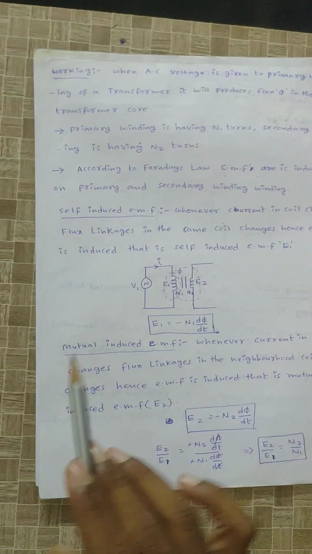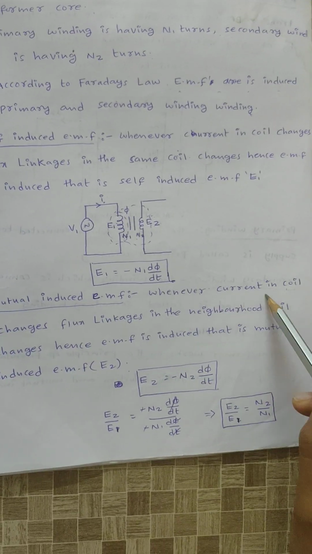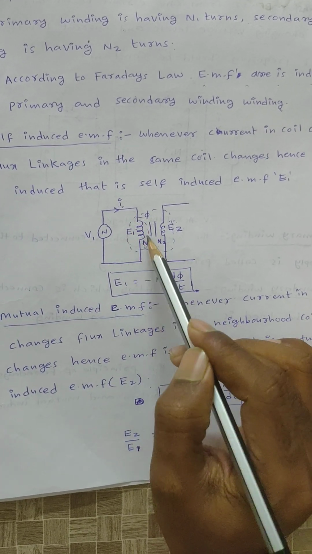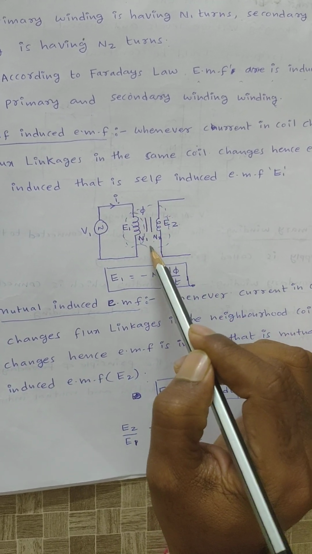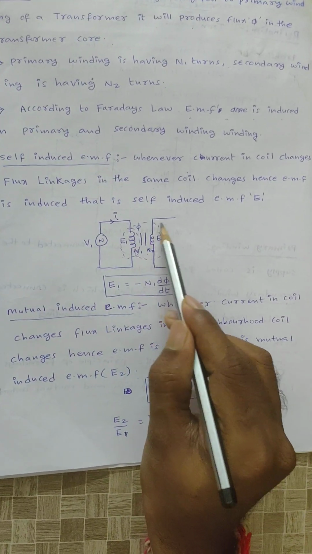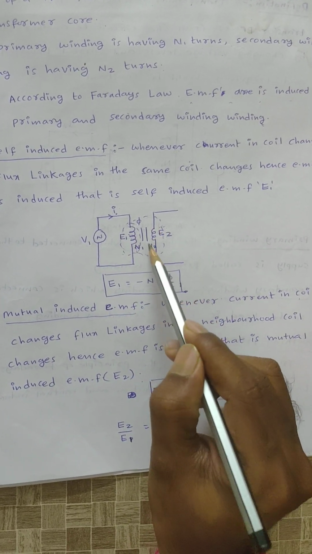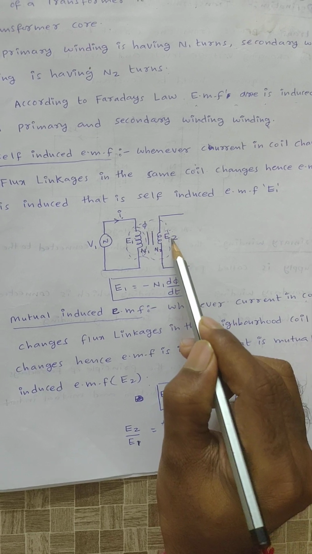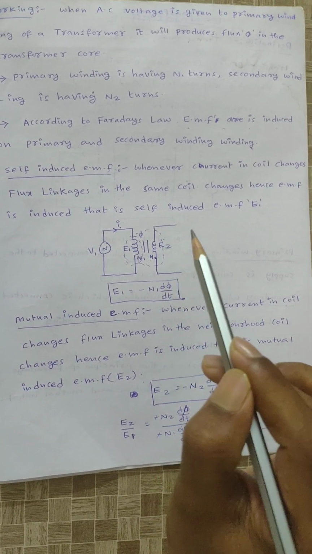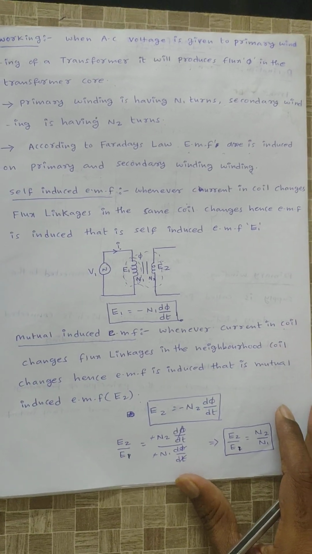Next, mutual induced EMF. Whenever the current in one coil changes, the produced flux in the first coil is also linked with the neighboring coils. The flux linkage in the neighboring coils also changes, hence EMF will be induced in the secondary coil. This EMF is known as mutual induced EMF. That corresponding property is known as the mutual inductance property. Based upon this property only, the transformer is working.